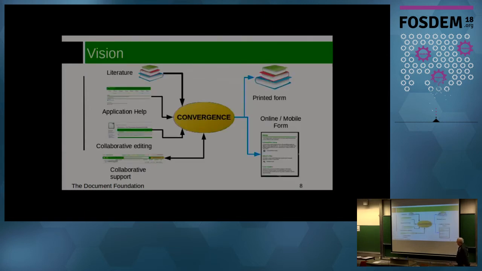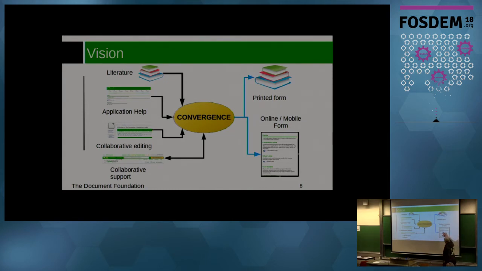So essentially what we have is the literature already available, we have the application help, we have the collaborative editing that we collect in the wiki, and we have this collaborative support that we collect in AskBot, which is software close to Stack Overflow. By the way, I don't know anyone who can really write some lines of code without looking into Stack Overflow today. It seems to be the holy grail for a lot of coders.